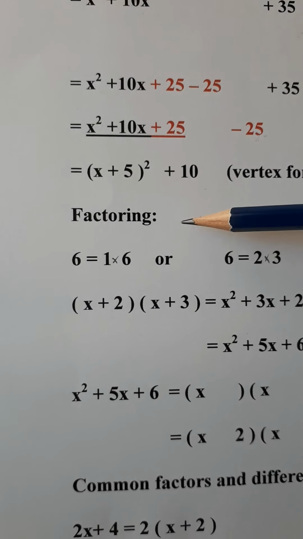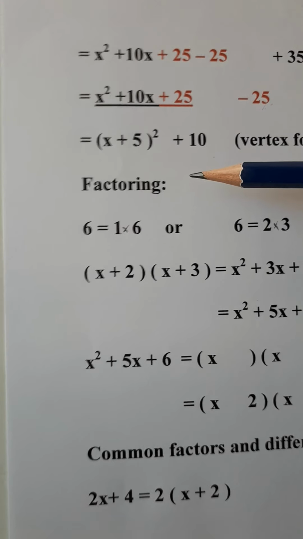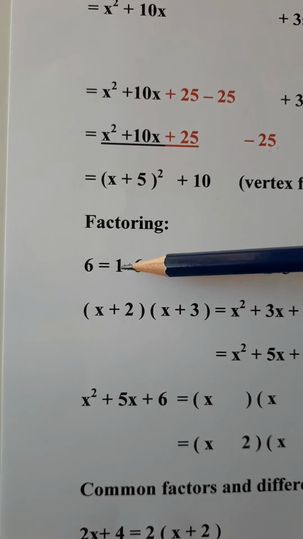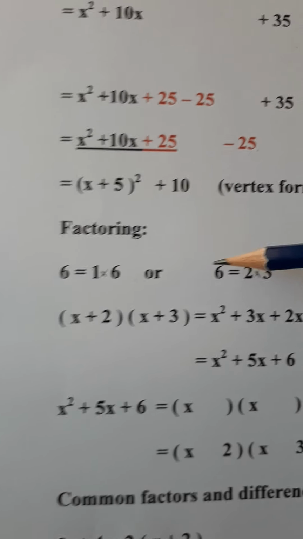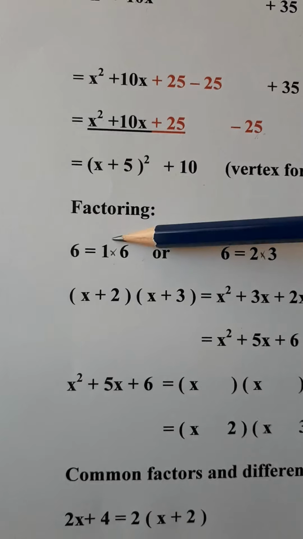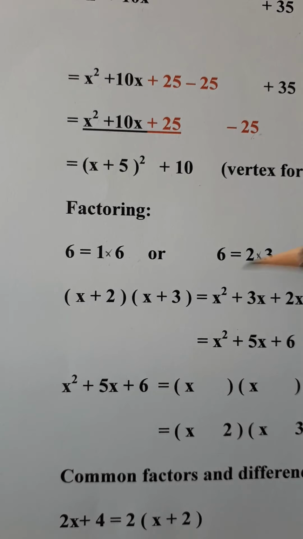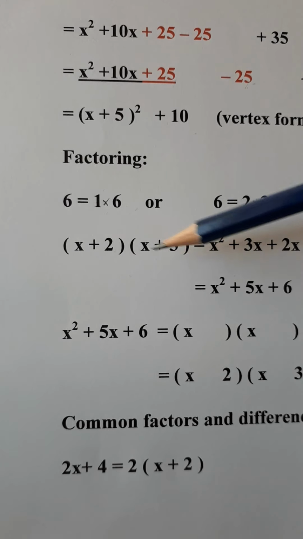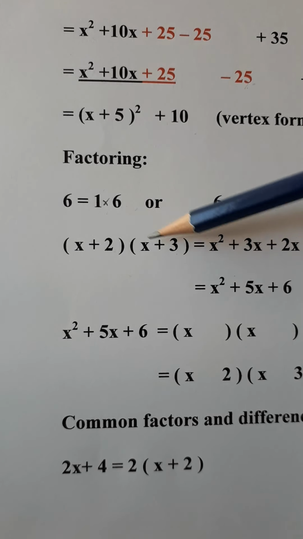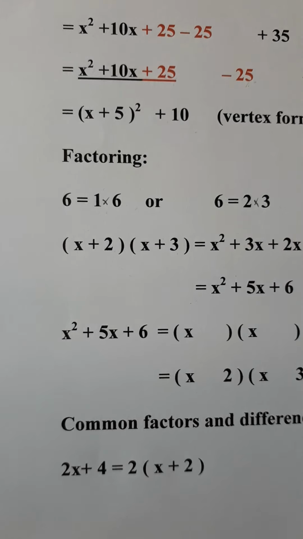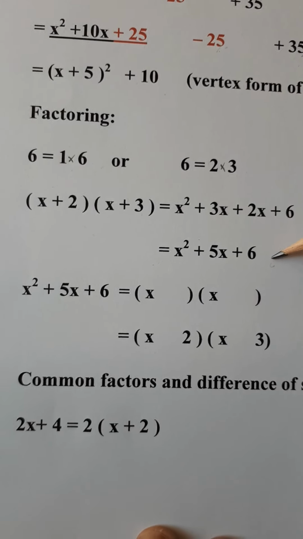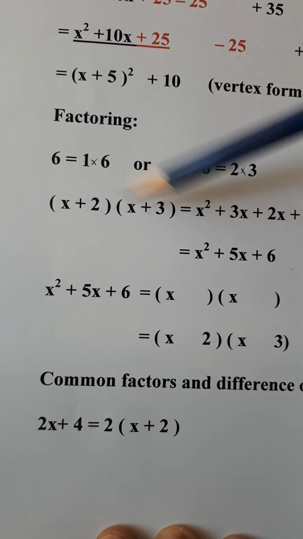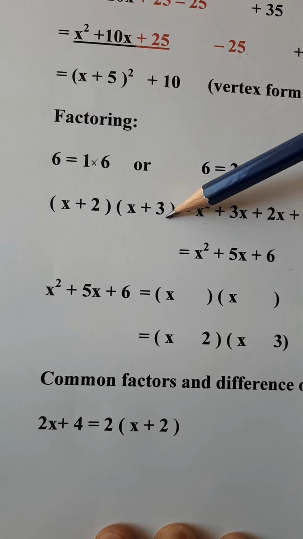The last section is factoring. What are the factors of 6? 6 can be expressed as 1 times 6 or 2 times 3. So 1, 6, 2, 3 are called factors of 6. We know that if we multiply x plus 2 by x plus 3, we get x squared, 3x, 2x, and 6. In other words, the factors of this expression are x plus 2 and x plus 3.